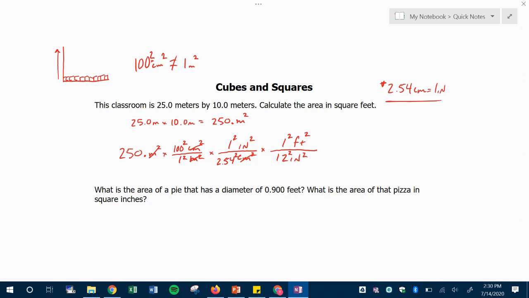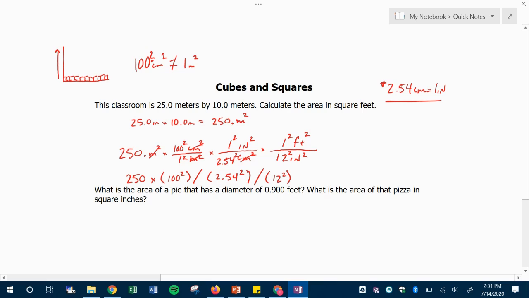Now, before we do that, let's talk about how we actually plug this into our calculator. The way that I like to do it is 250 times, and then in parentheses, 100 squared, close parentheses. Then divided by, so for calculators it would be a slash, and then in parentheses again, 2.54 squared, close parentheses. Then divided by again, since it's 12 squared on the bottom, so divided by 12 squared.